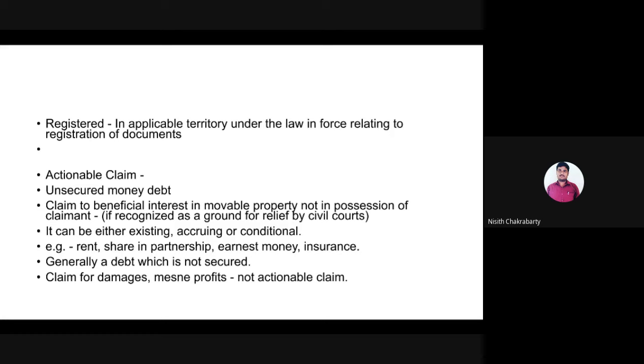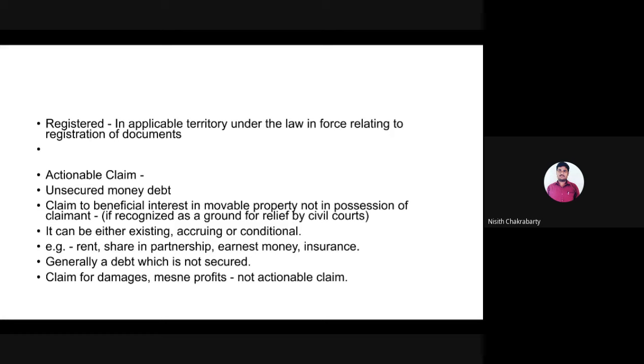In that case, if that happens, that is not an actionable claim, because the definition says, if you read the definition, I have written unsecured money debt. To be very simple, it is nothing but an unsecured money debt. A debt which is not secured, that is an actionable claim. The definition, probably they have tried to complicate it again, and they have written that it's a claim to any debt other than a debt secured by mortgage of immovable property, or by hypothecation, or pledge of movable property.